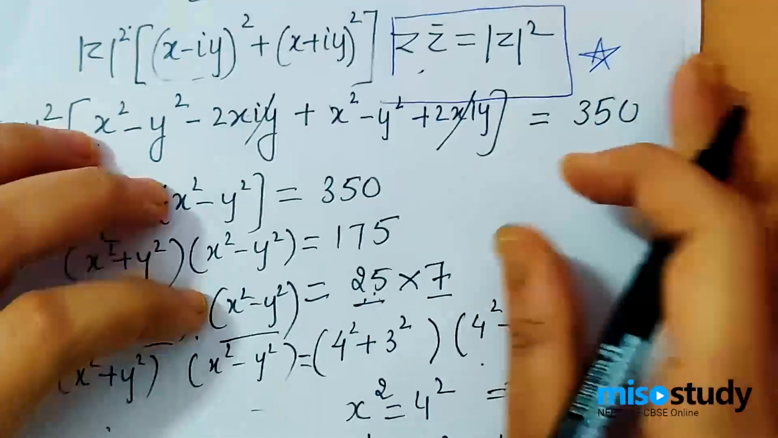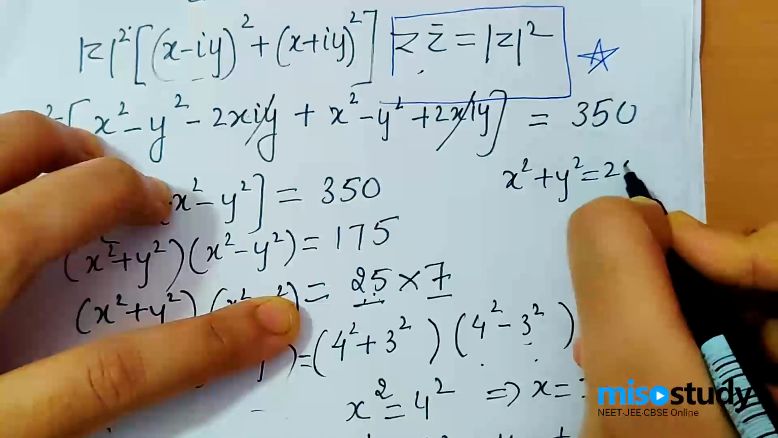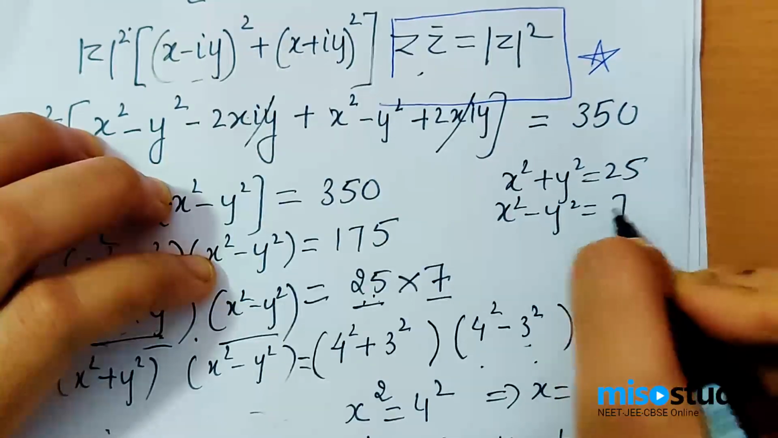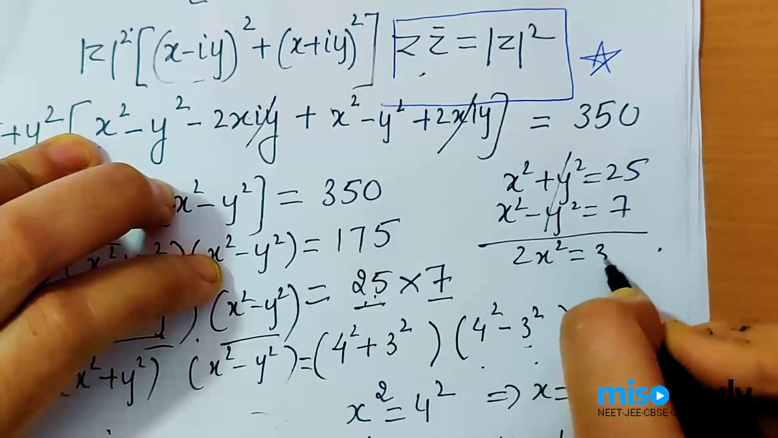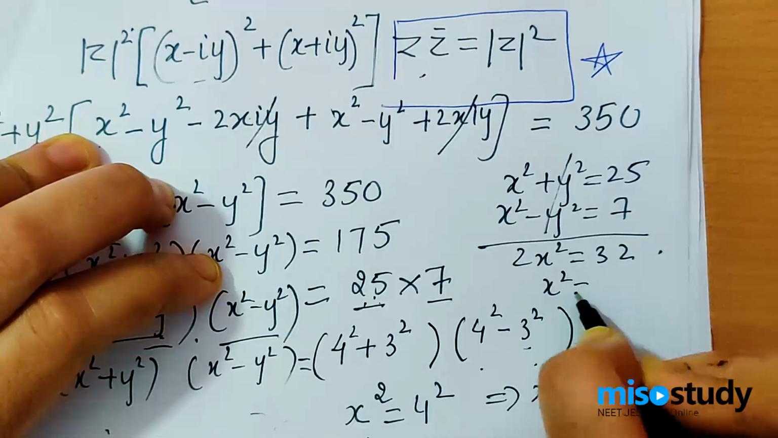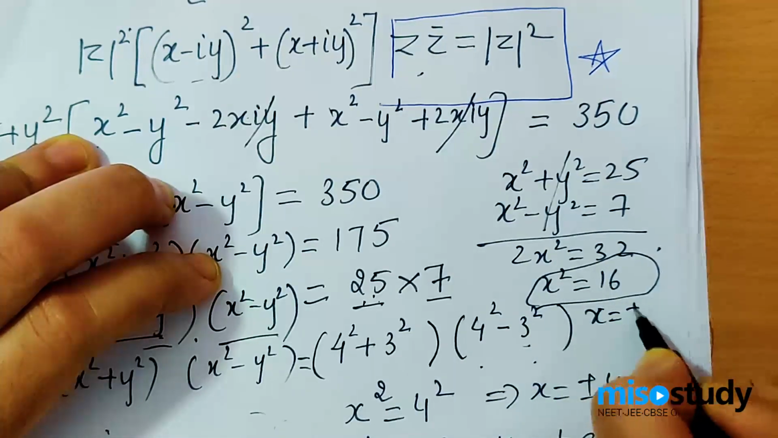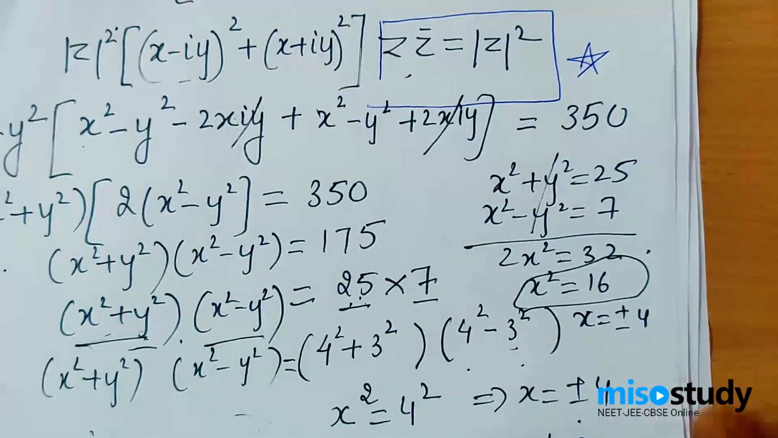So if I take x square plus y square equal to 25 and x square minus y square equal to 7 and I solve it, I will have 2x square equal to 32 and therefore x square is equals to 16. Just like that. So x is equals to what? Plus minus 4. So I get the same answer from here as well, and y equal to plus minus 3.